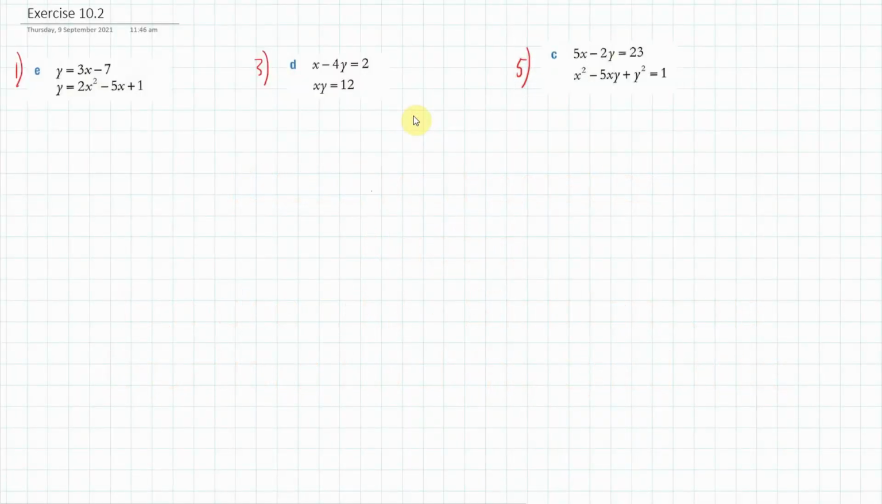Okay team, so this is going to be a real quick fire. I'm trying to get this done before a Zoom session. We are looking at solving simultaneous equations where one of the equations is a quadratic and one of them is a linear equation. So I've got three that I'm going to do.